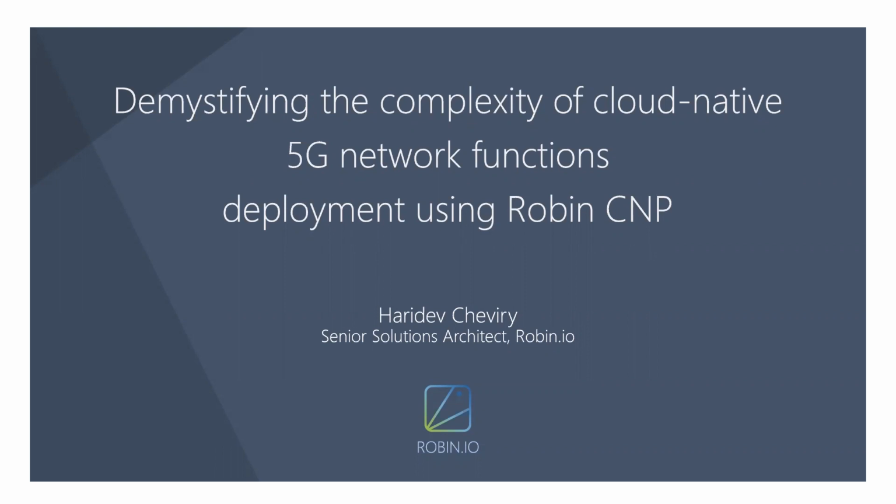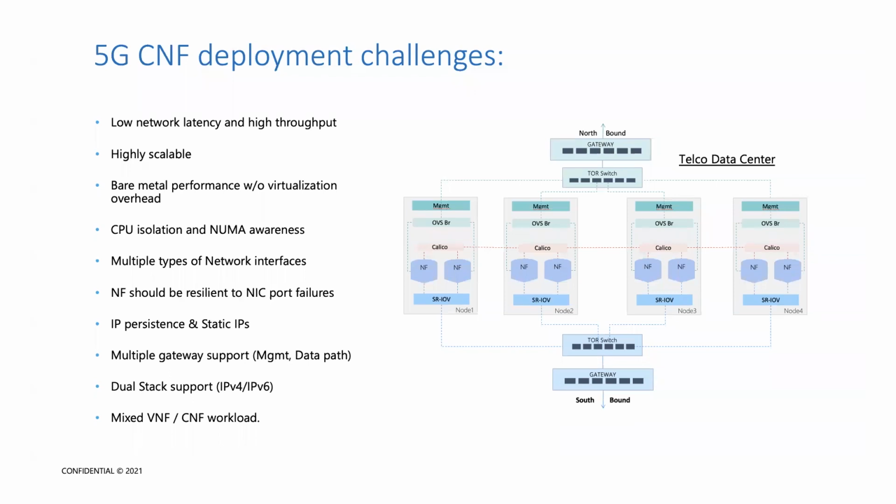And today's topic, I'm going to talk about demystifying the complexity of cloud native 5G network functions deployment using Robin CNP. Robin CNP stands for Robin Cloud Native Platform. Let's get started. Before we jump into how Robin solves the problem for the 5G cloud native deployment, let's talk about what the key challenges are that operators are currently facing for deployment of their 5G network functions.